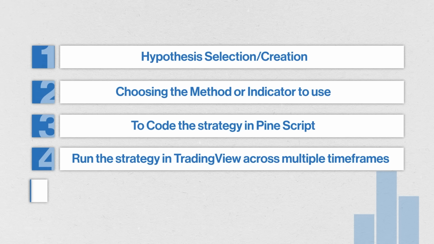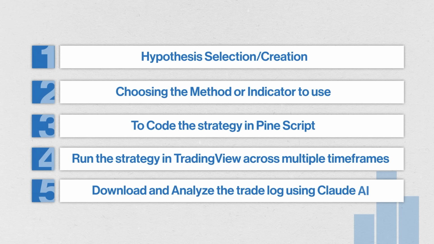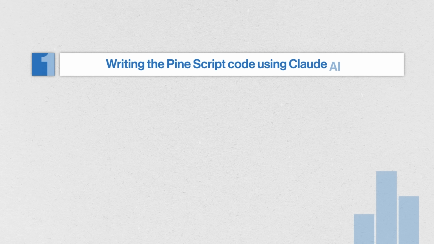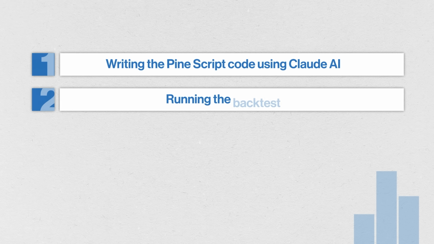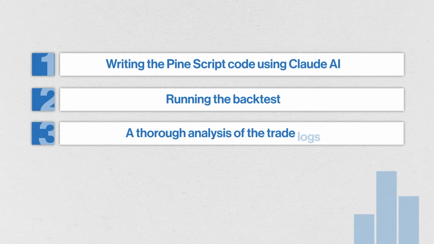And finally, the fifth and the most important step is to download and analyze the trade logs using Claude AI again to perform a deep analysis of the detailed trade history for further refinement. The focus of this video would be on steps 3 to 5, which includes the end-to-end demonstration of writing the Pine script code using Claude AI, running the backtest, and doing the analysis of the trade logs generated by the TradingView platform. So with that, let's jump straight in.